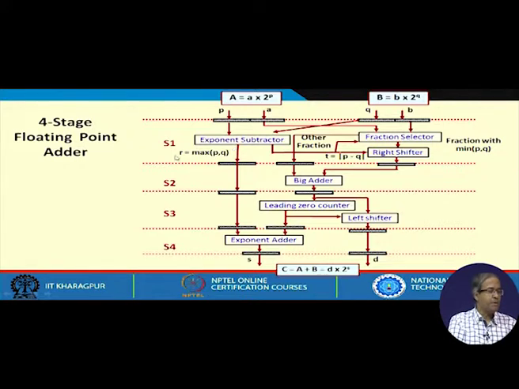So, the output will be r, which means after subtracting you will know which one is the greater; r is the greater of the two, p or q, that also is known. And after doing this you select the fraction which one is smaller. So, either a or b, one of them is selected, and after subtraction, whatever is the result, that many times, p minus q, these many positions you are doing a right shift.